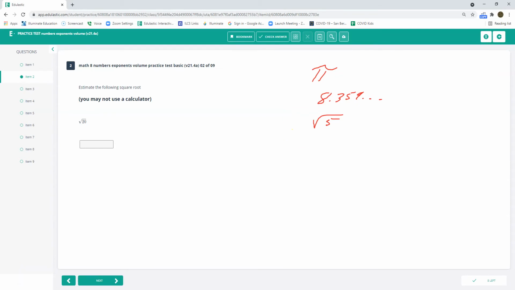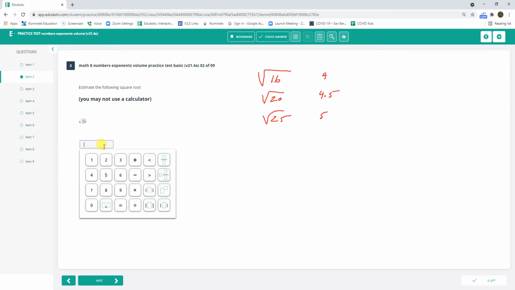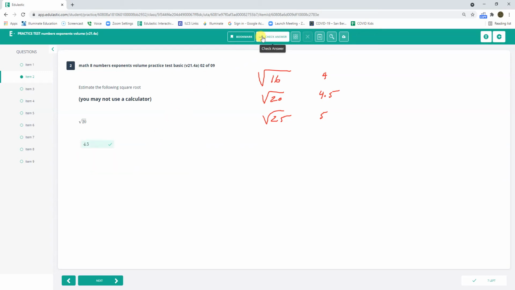Boom. Square root of 20. I may not use a calculator. Got it? So what do I know? I know the square root of 16. I don't know the square root of 20, but I do know the square root of 25. Square root of 16 is 4. Square root of 25 is 5. This is halfway in between, so we'll go with 4.5. Looking good.